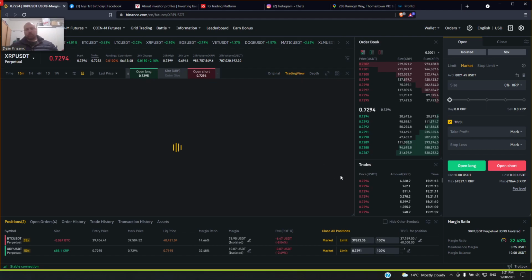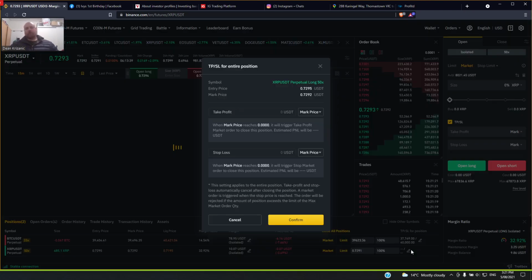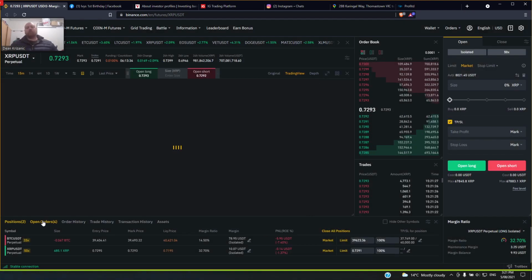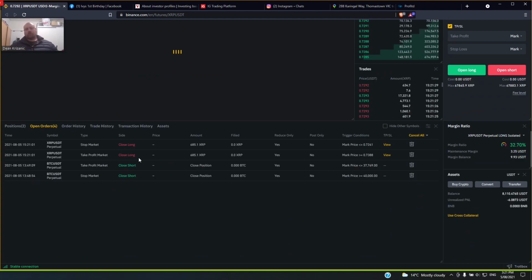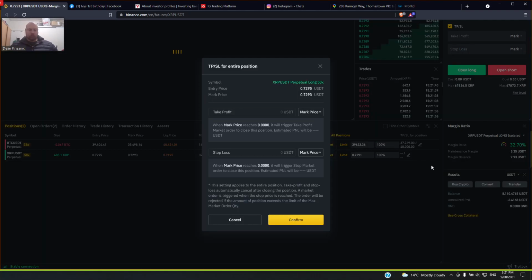I don't know why on Binance it doesn't put your take profit and stop loss in here, but it does put it on the chart, or it does put it as an open order. So XRP close long, close long. What I can do is cancel that and cancel that, and then positions here like that. So take profit 0.7388, and I don't know what's going on here. This is going to be out of whack. 0.7241.